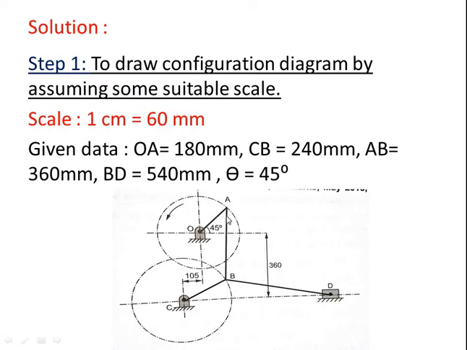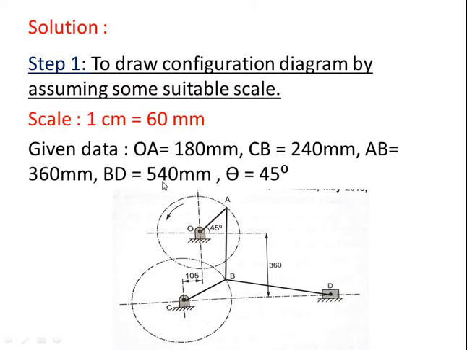Take distance 6 cm in a compass, and from A draw an arc. Then from C draw an arc of distance equal to BC, that is 240 mm. Where these two arcs will intersect, you will get point B. Now once we get point B, take distance in a compass equal to BD.